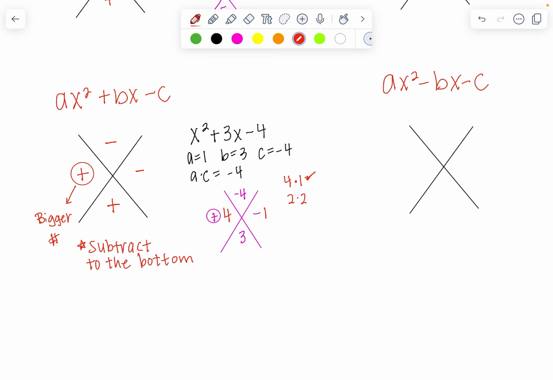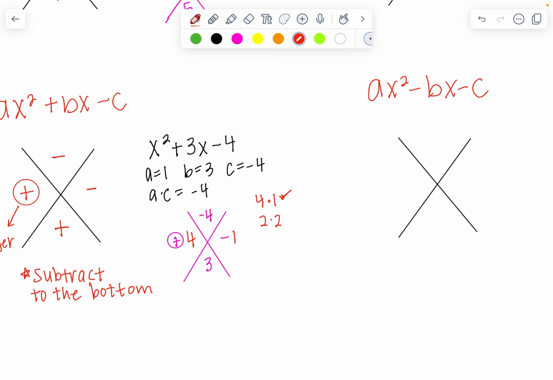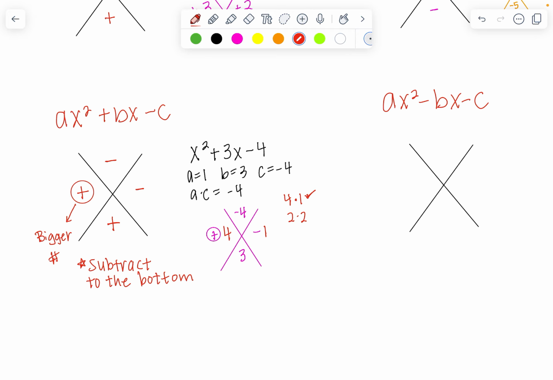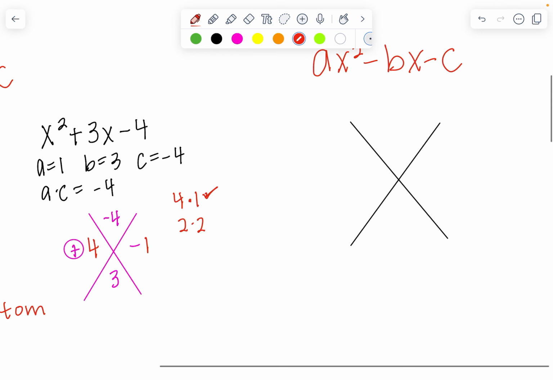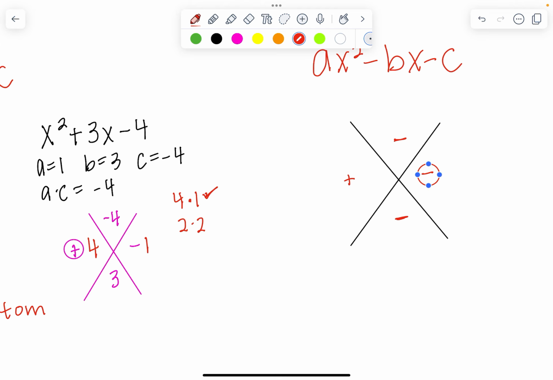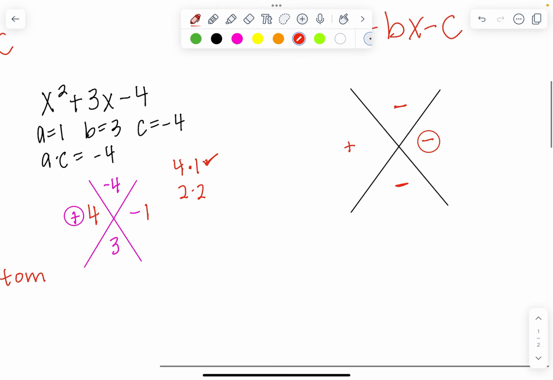And then our last example here is where both numbers are negative, where B and C are both negative. So the top is going to be negative, and the bottom's going to be negative. Again, the sides are going to be positive and negative, but in this case, the negative is going to be the bigger number. That's how I can add to a negative number. Let's look at an example.